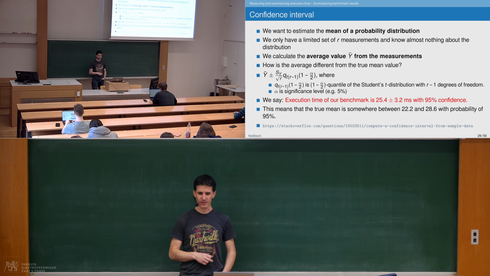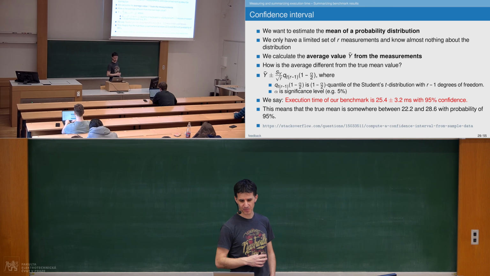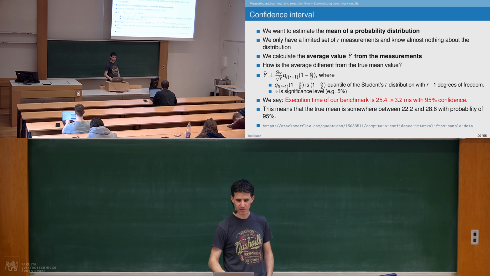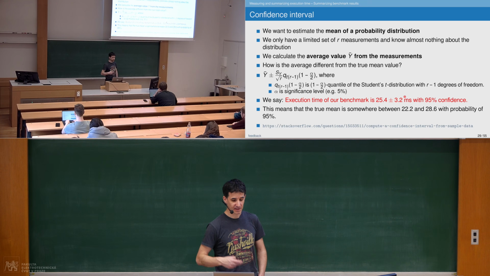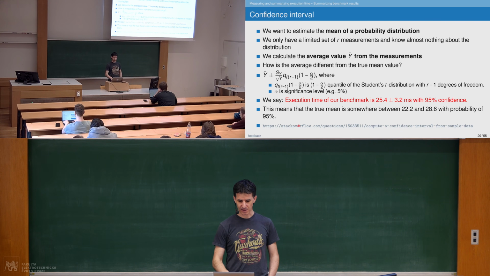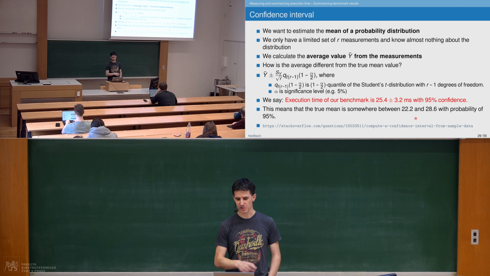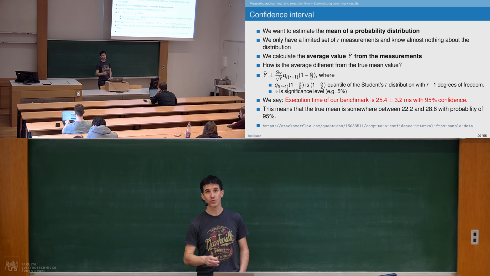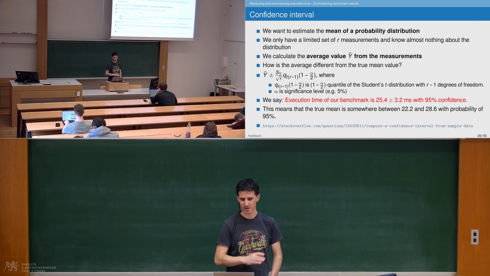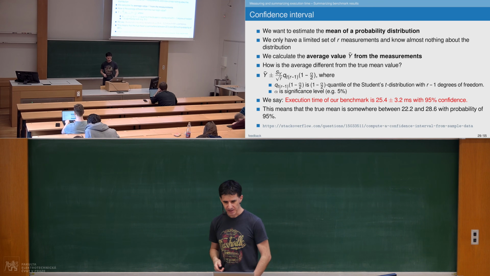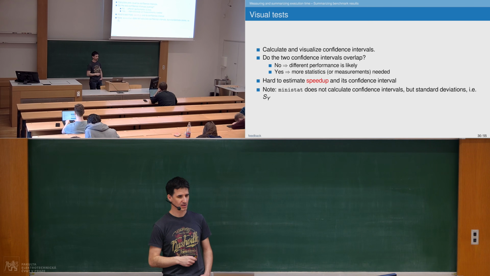If you are serious about your measurement and statistics, you should always report the results like: I have measured that my program runs 25.4 seconds or milliseconds plus minus this confidence interval. And it actually means that with a probability of 95%, your program's execution time lies in this range. You don't know where exactly, but it lies somewhere in this range. So these are the numbers. Then what can you do with those numbers?